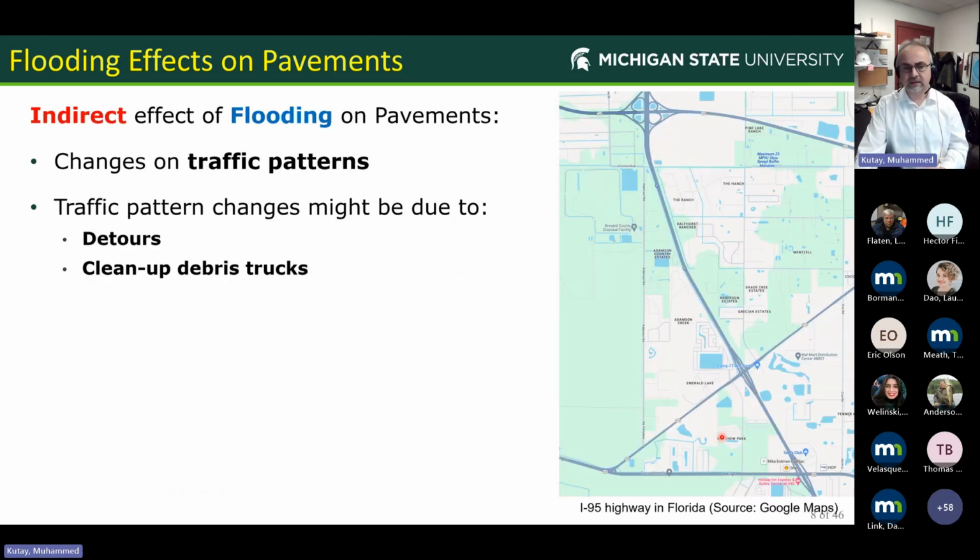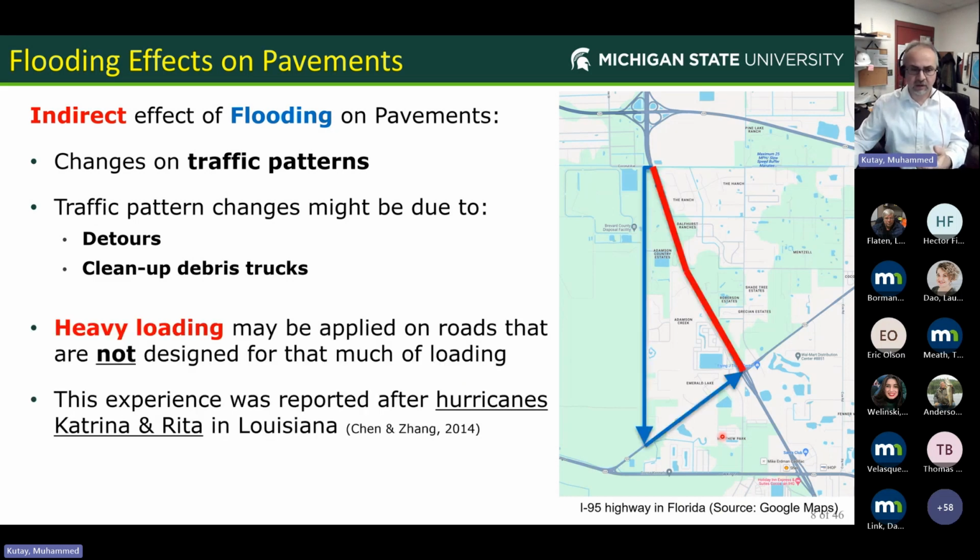A lesser known fact is that when we have more and more extreme events and flooding, you might have changes in traffic patterns. If you have a high volume road like this, and it gets flooded and can't be used for a certain period of time, detours can cause significant damage to a road that's right next to it. It may not be flooded, but it might experience loads that particular pavement is not designed for. That can cause indirect effects on the neighboring roads. So that could be another issue, and such a thing has been reported in the past.